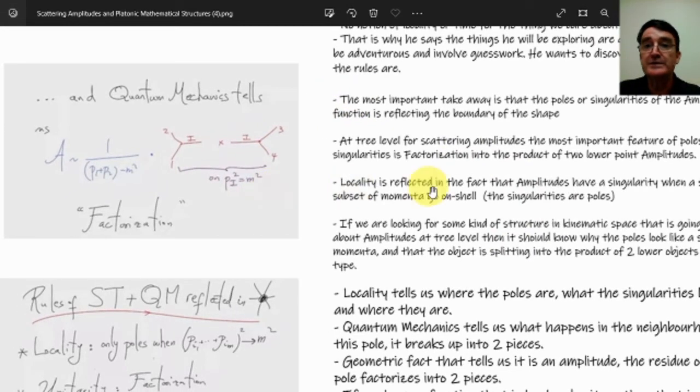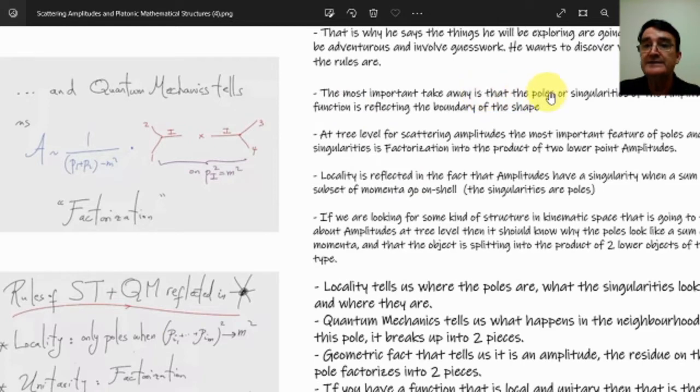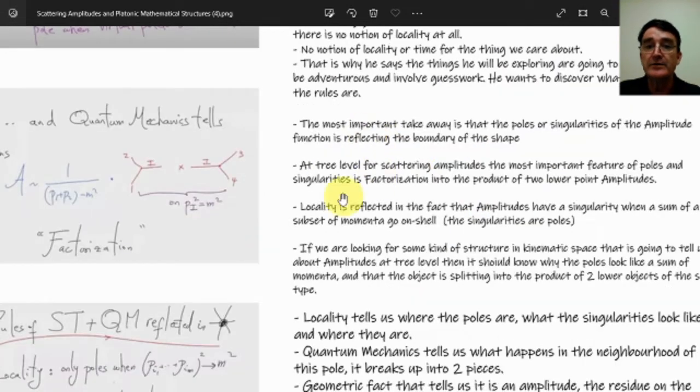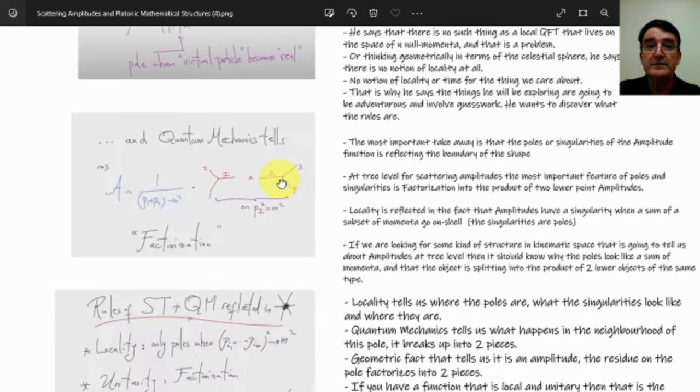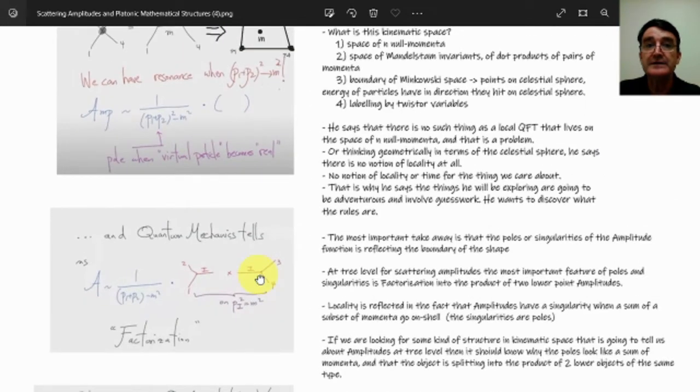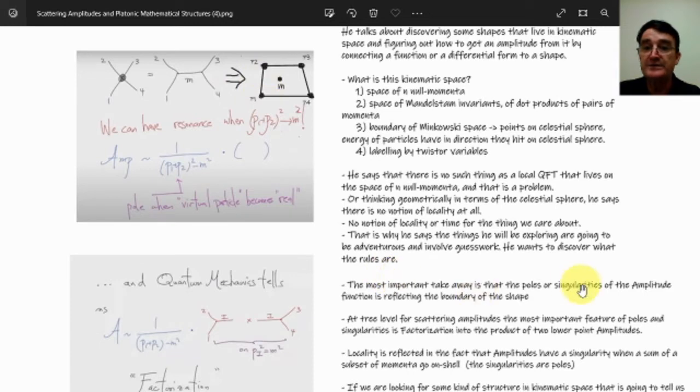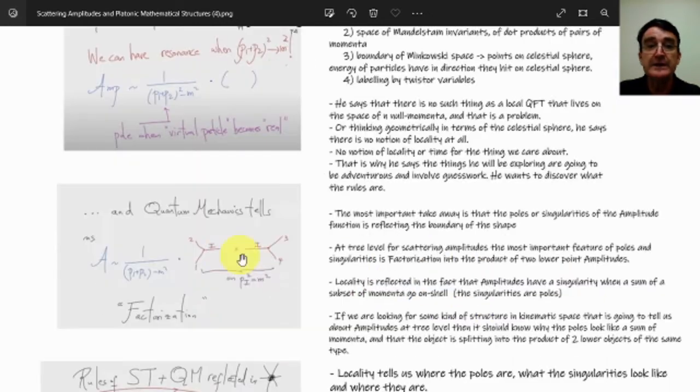So the most important takeaway is that the poles or singularities of the amplitude function are reflecting the boundary of the shape. So at tree level, for scattering amplitudes, the most important feature of poles and singularities is factorization into the product of 2 lower point amplitudes. So he's saying when this point goes to the boundary of the shape, then there's a singularity, we get a pole, and when we get a pole, then there's factorization into two lower point amplitudes.